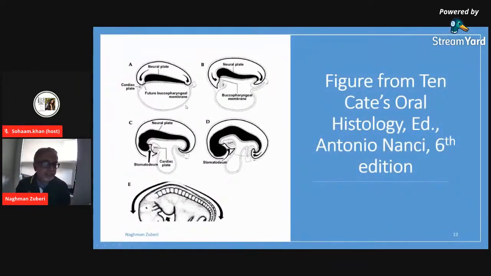These figures are taken from Ten Cate. All of us are familiar with the Ten Cate. So over here, it is anteroposteriorly. The neural crest is here. This is the future oral cavity. And finally, this is the cardiac bulge and the future oral cavity.